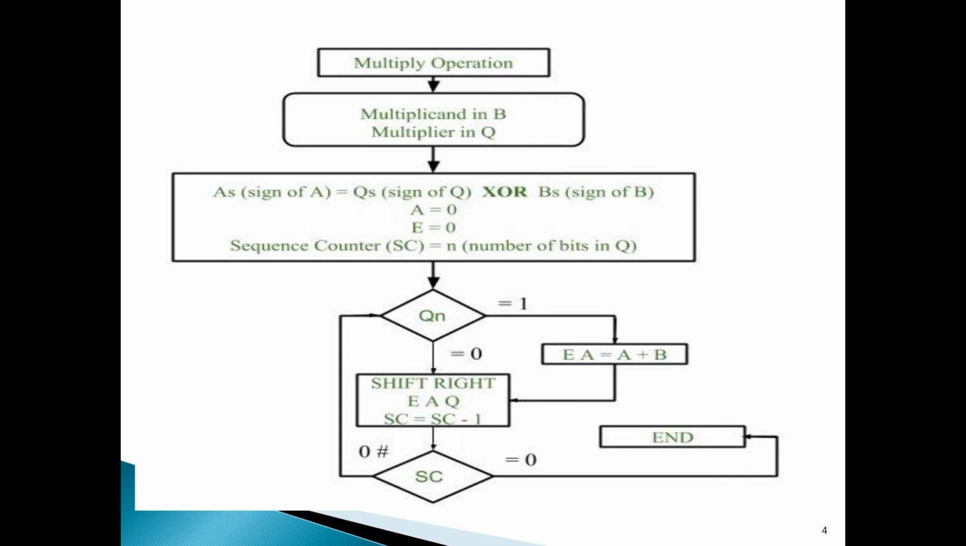the next one is AS, the sign of the A register, and QS, the sign of the Q register, and we perform the exclusive OR operation between them. The result is stored in the A register. So what is the purpose of the A register? After performing this multiplication operation, it is used to store the result.